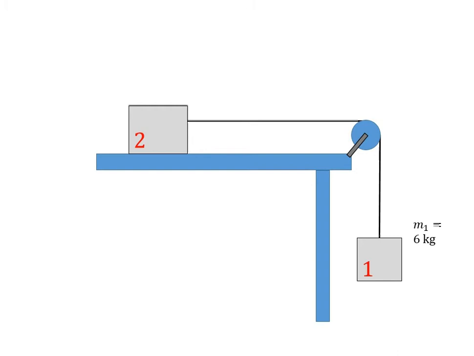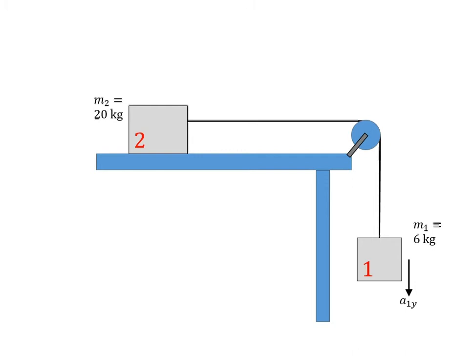Mass 1 from the previous slide was 6 kilograms, but that's a little bit in the way, so here it's written off to the side. And the mass of object 2 is 20 kilograms. We need to look at what forces are involved, and that will result in accelerations.